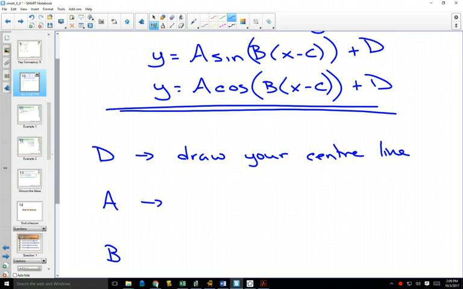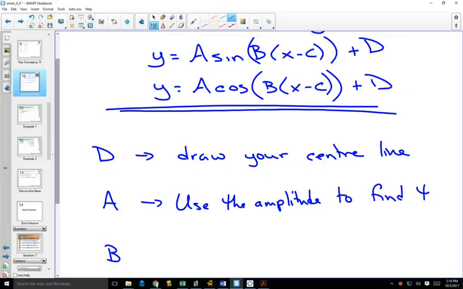Once you have your center line, what did the A tell us in the graph? The amplitude. So you can use the amplitude, which is how far something is from the center line, to find the maximum and minimum.